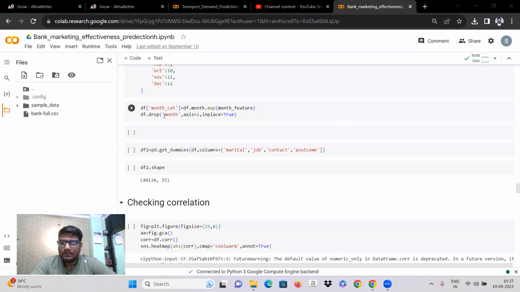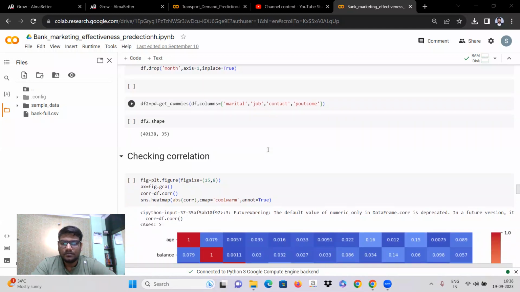So the month feature, now we'll be dropping it as it is a categorical feature, and we'll be converting the other features. We'll be doing one hot encoding for marital status, job, contact, and the output.